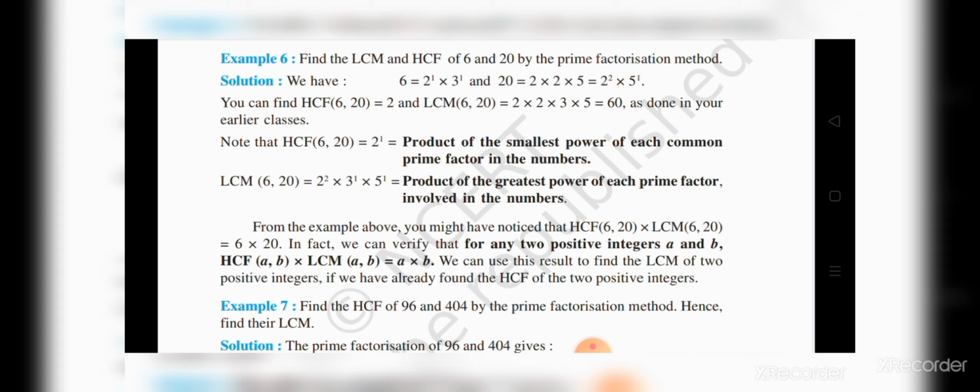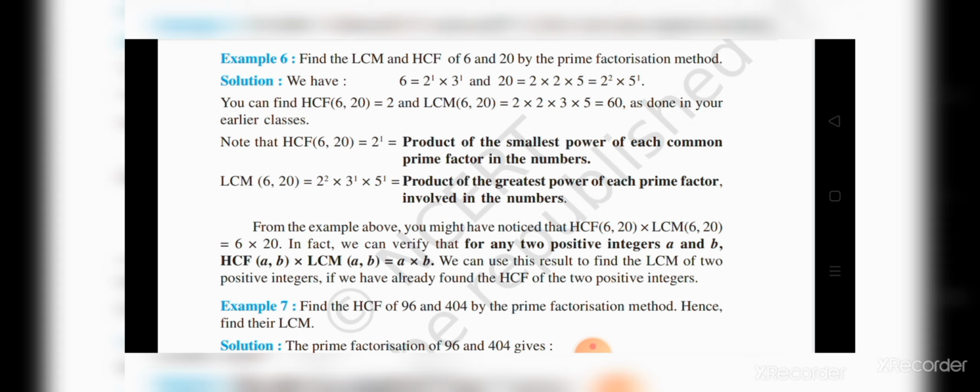So what is the HCF of 6 and 20? That is the highest common factor in both of the prime factorizations, that is the number 2. So HCF of 6 and 20 is 2. What is the LCM of 6 and 20? That is 2 into 2 into 3 into 5, which is the LCM of 6 and 20.